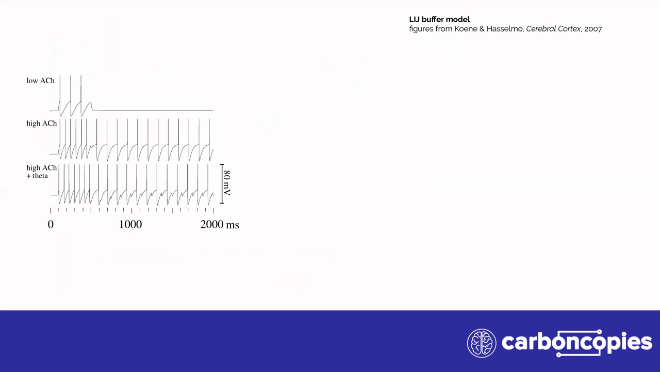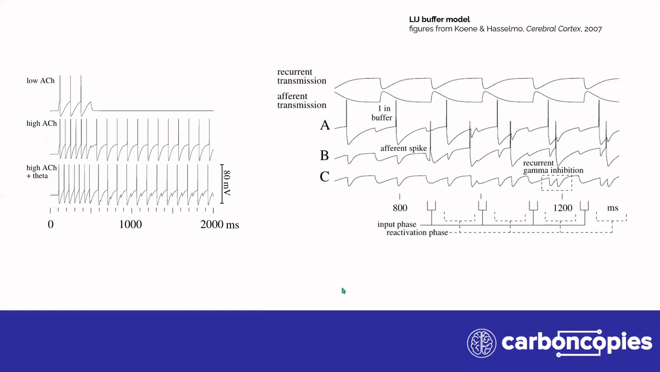Here's how the LIJ buffer model comes together then. In the presence of acetylcholine, pyramidal neurons exhibit after depolarization. That after depolarization is regulated at rhythmic alpha-theta frequency. When input appears during the phase of theta at which activation through input fibers is promoted, shown here first in the membrane potential trace of model neuron A and then that of model neuron B, the input is reactivated on subsequent theta cycles.